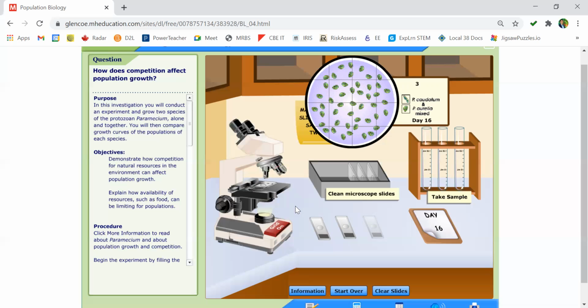Now that you have determined the population of each Paramecium species per milliliter when they're grown alone and individually, continue your lab by graphing the data on your graph paper.